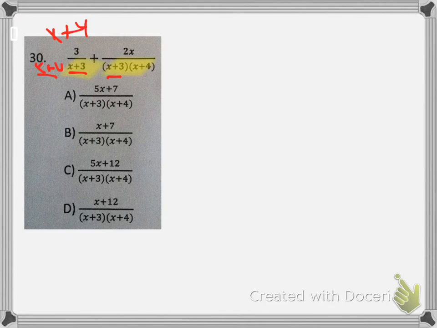Alright, so if you do 3 times x, you get 3x. 3 times 4 is 12. So that becomes 3x plus 12. The other fraction stays the same with a 2x up there. That's really hard to tell, but that's 3x plus 2x, which is 5x plus 12.